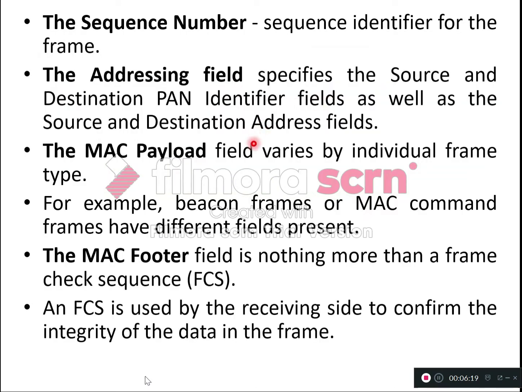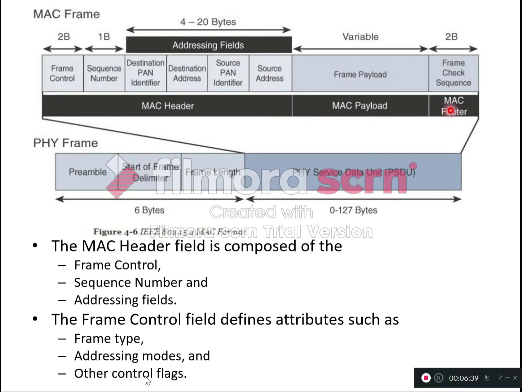The MAC payload field varies by individual frame type. It is varied. For example, beacon frames or MAC command frames have different fields present. So this is an example. So likewise, the MAC payload will be different. The MAC footer. Here you can see this is the MAC footer.